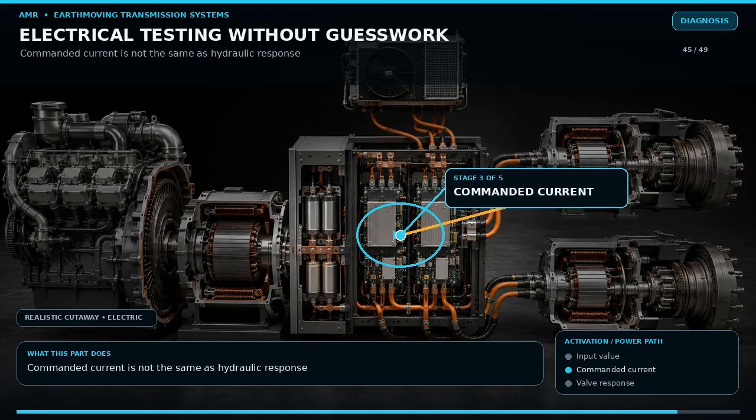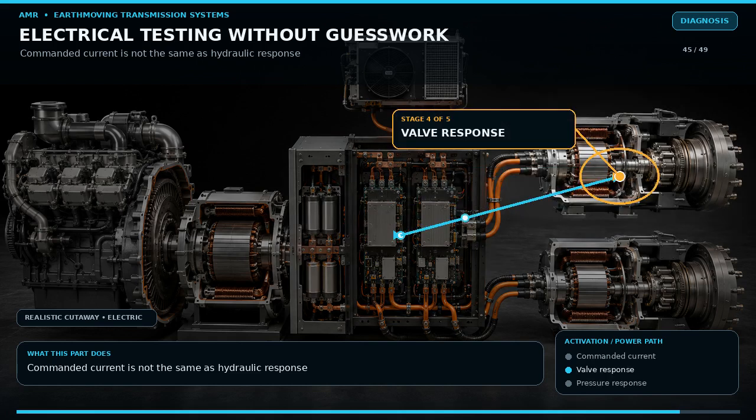Measure coil resistance only when isolated and at a known temperature. Inspect for short to power, short to ground, open circuit, high connector resistance, and pin spread. If the electrical command is correct but pressure does not respond, test the valve and hydraulic supply. If pressure responds when commanded by a service tool but not from the operator control, trace the input and interlocks. Never energize a clutch solenoid with the machine unsecured because the machine can move immediately.